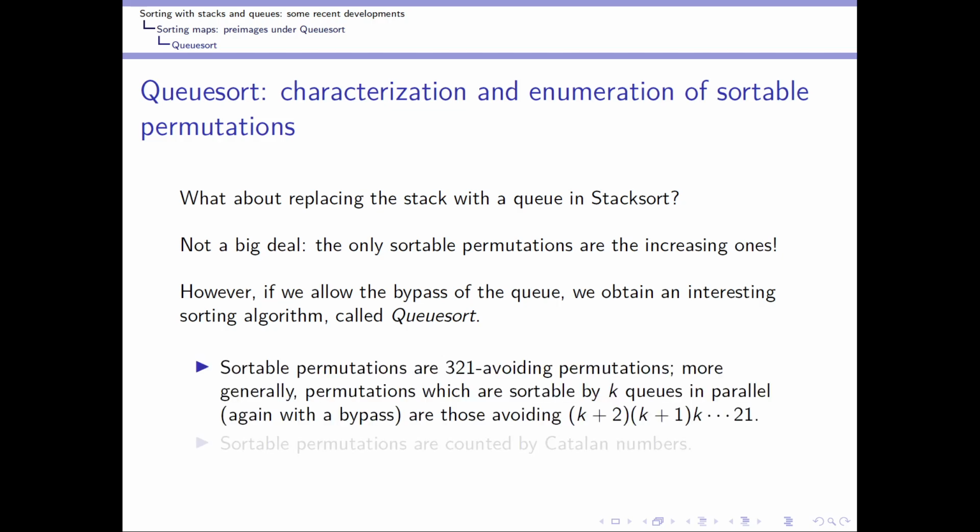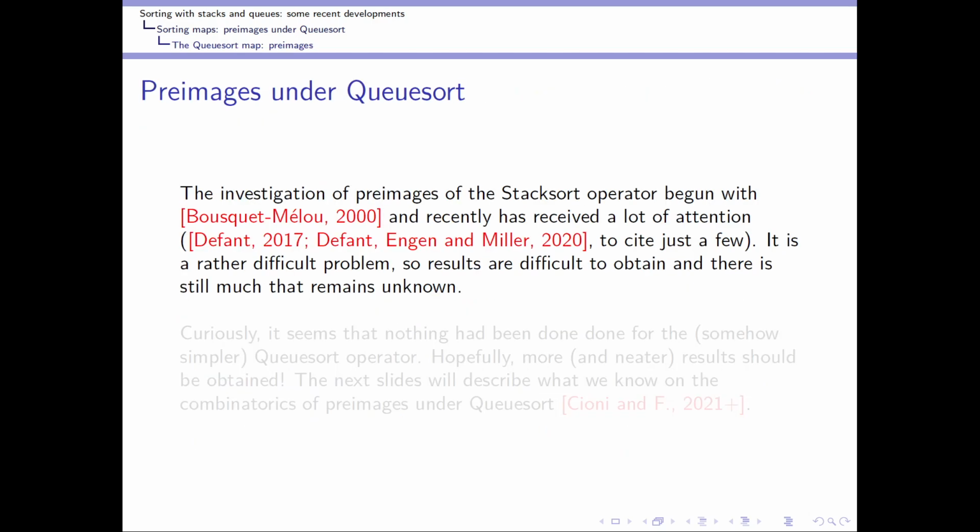Okay, we know many things concerning this algorithm. For instance, we know that sortable permutations are precisely 3-2-1 avoiding permutations, so we know that they are enumerated by Catalan numbers. But what can be interesting to investigate is preimages under this Q-sort operator. Well, the study of preimages under the stack sort operator is a now classical problem that began with a paper by Bousquet-Mélou and recently has received a lot of attention by Colin Defant and other people. There are lots of papers on it.